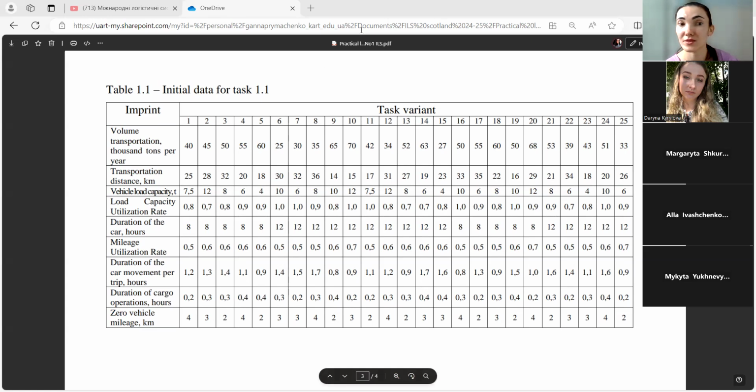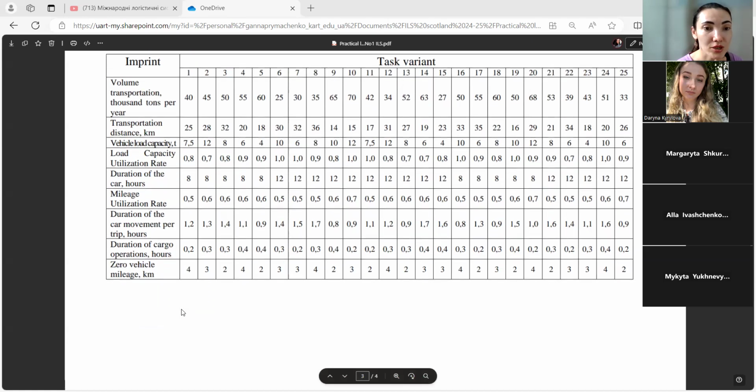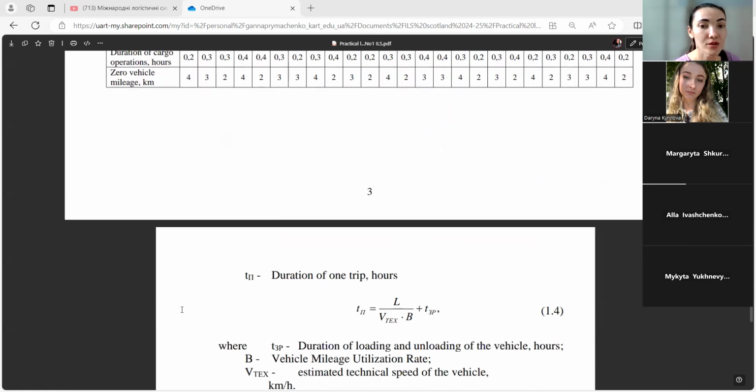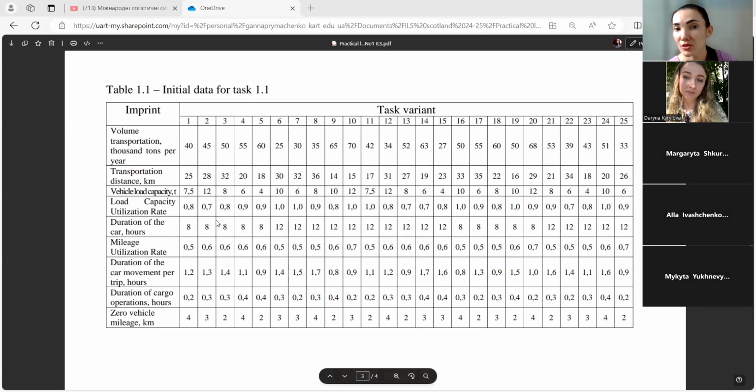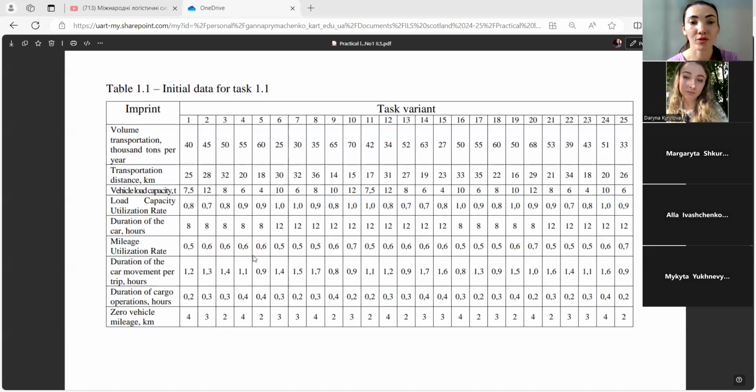Probably duration of cargo operations, because it's operations with cargo while loading or unloading. Cargo operations, it is not the second. Duration of the cargo operation in hours. It is all operations we need. So this table we also use for the next task also, and some appointment can be from here.